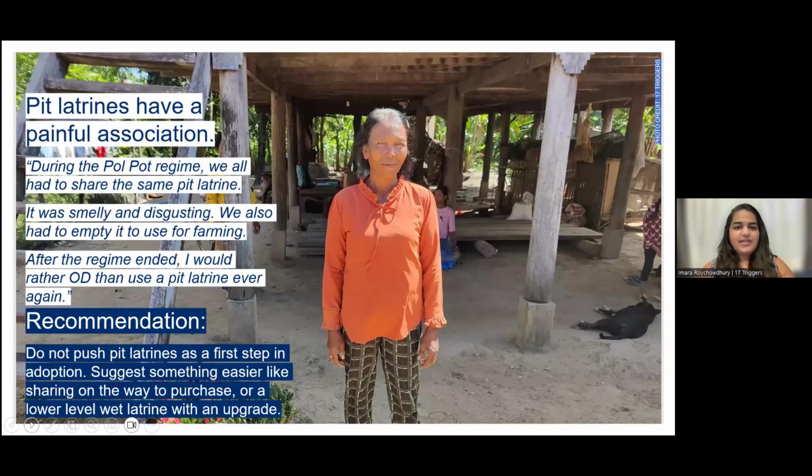So this was a really interesting example in Cambodia. In Cambodia, of course, people have been through the Pol Pot regime, especially older people. And in this community, what we heard from the participants was that pit latrines have a really painful association. During the Pol Pot regime, a lot of young people or families had to share the same pit latrine, and it was disgusting. It was communally used. They had to empty it out and use it for farming. And those associations made it so that they would never consider a pit latrine if it was their only option. They would just rather get a wet latrine.